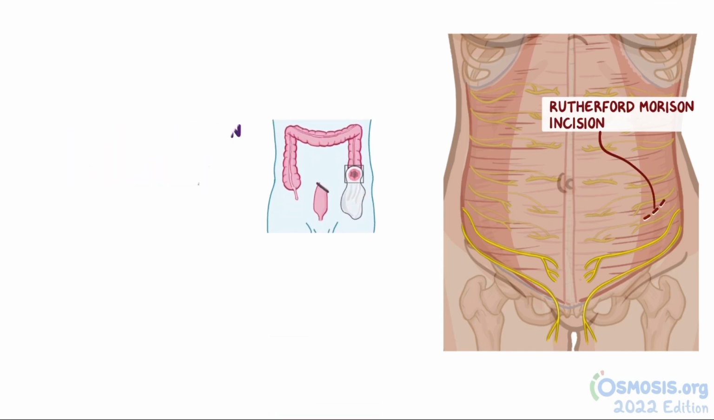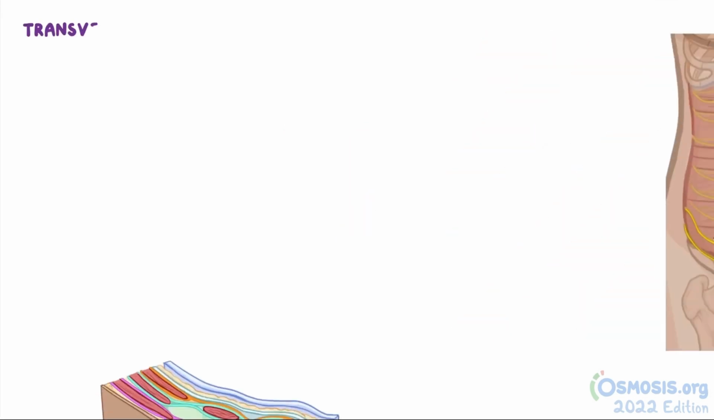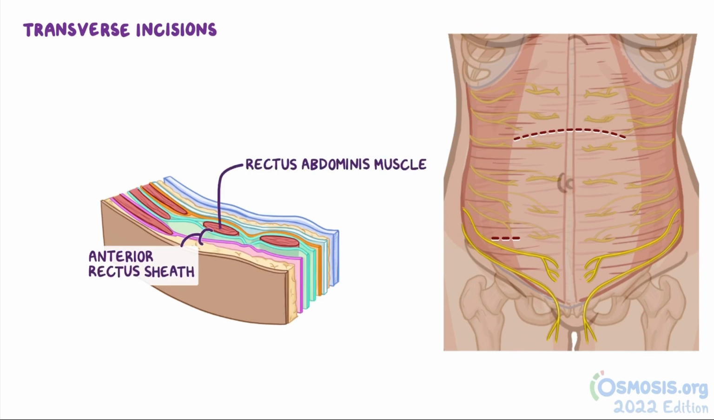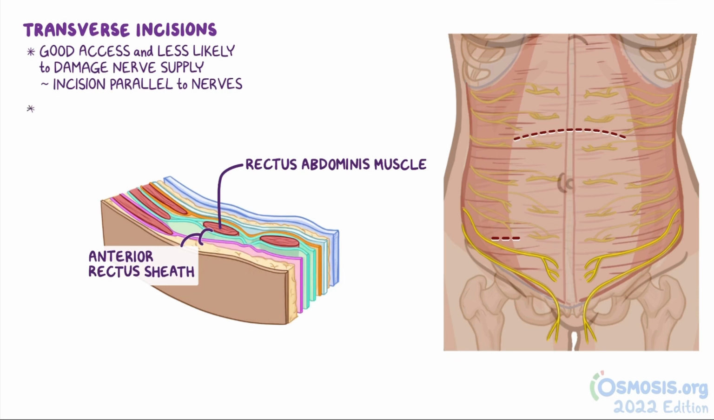Instead of an oblique incision, surgeons can also use transverse incisions, which are often made through the anterior layer of the rectus sheath and rectus abdominis muscle. They provide good access and are less likely to damage the nerve supply of the rectus abdominis as the incision is parallel to the nerves, and are used in pediatric or vascular repair cases.